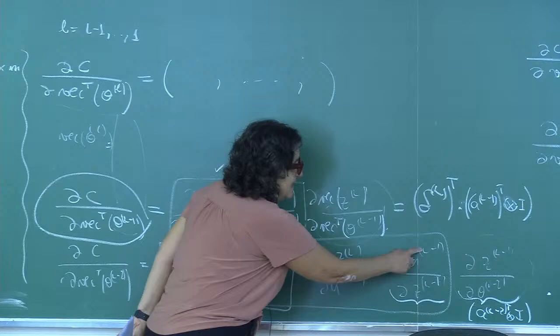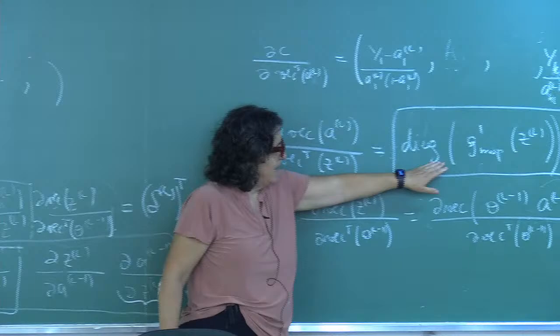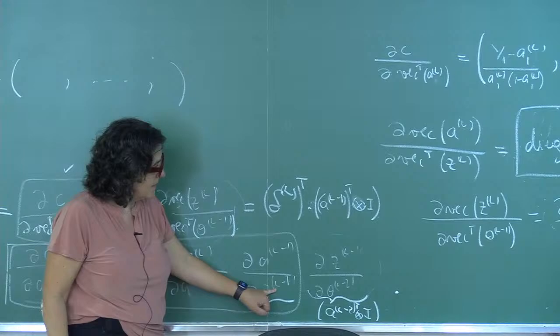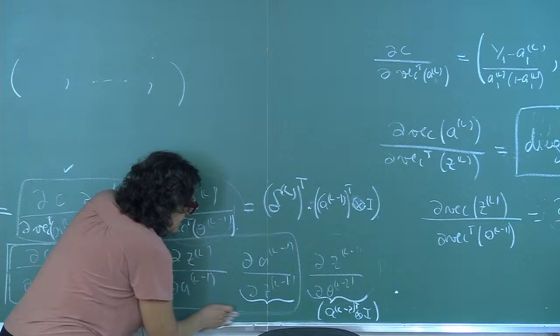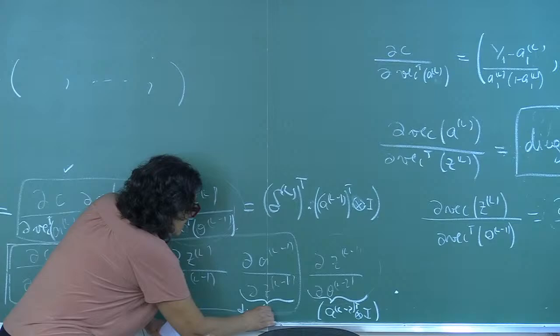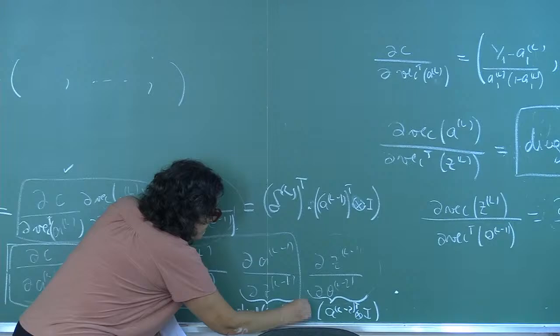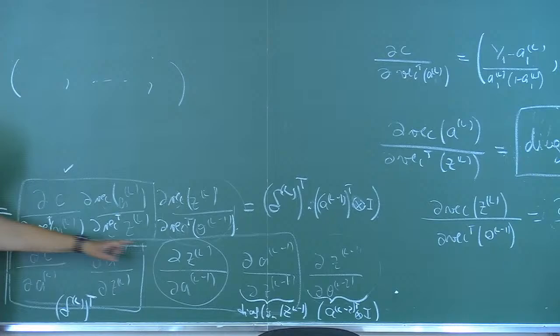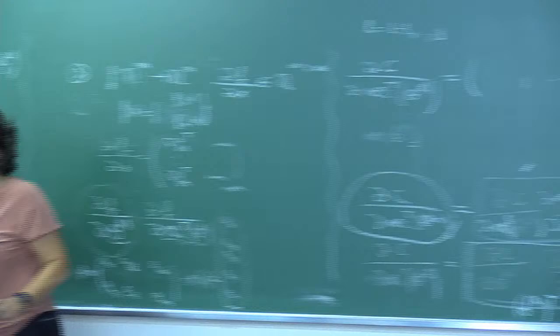This with respect to this one is the diagonal. Sorry, this is what the tilde because it's the last step. Here I have L minus 1 with respect to L minus 1. It's going to be the same, but here it is going to be the diagonal of what? Of g map of C L minus 1. The only new one is this one, because it's C L with respect to A L minus 1. We go backward in some way.